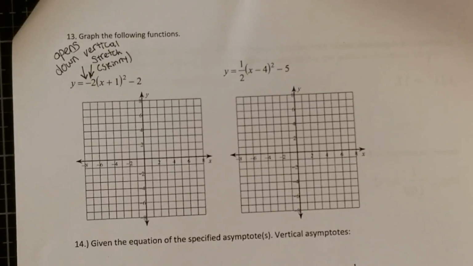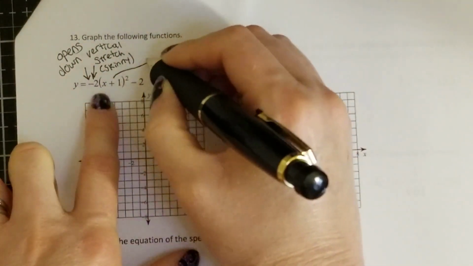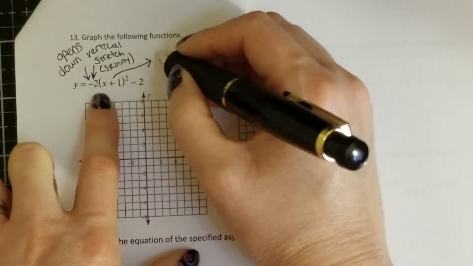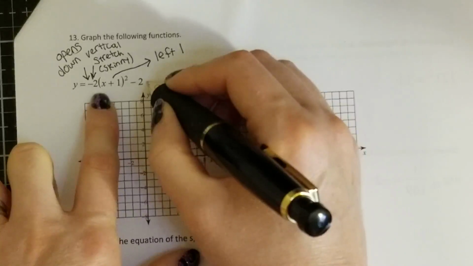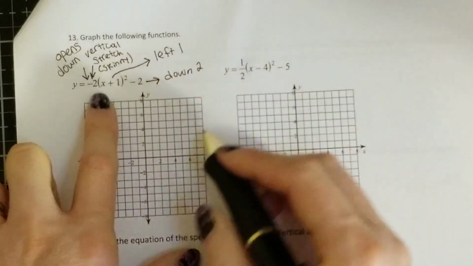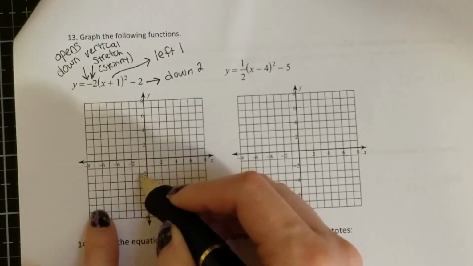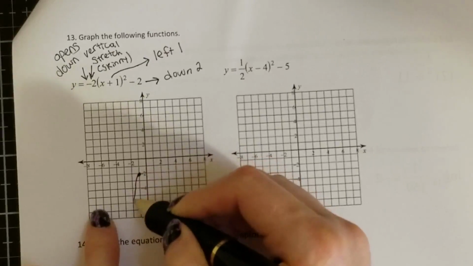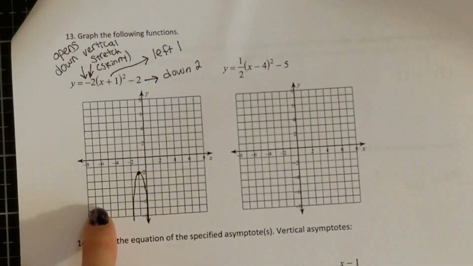So the S's match. Okay, the +1, this is backwards from the coordinate grid, so this is going to go left 1. And the -2 is going to go down 2. So we'll go left 1, down 2, and it's going to be a skinny parabola. Okay.